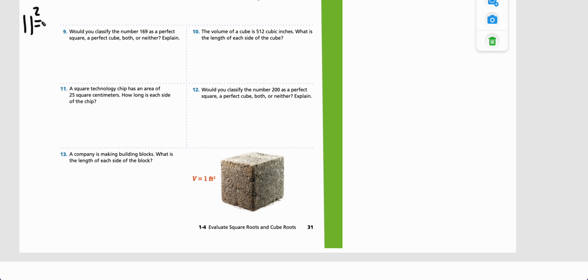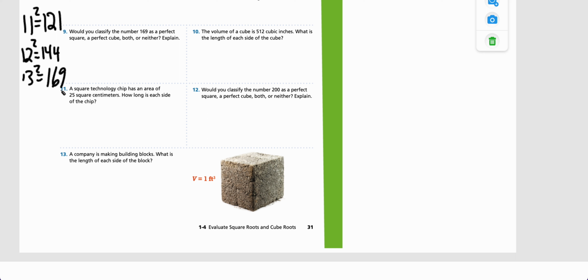What is 11 squared? 121. And 12 squared is 144. And 13 squared, I don't know. That's a good question. 3 times 3 is 9, and then 3 times 1 is 3, so 169. Okay, I was close. So 13 squared is 169. Okay.